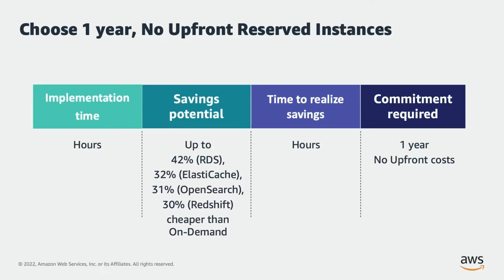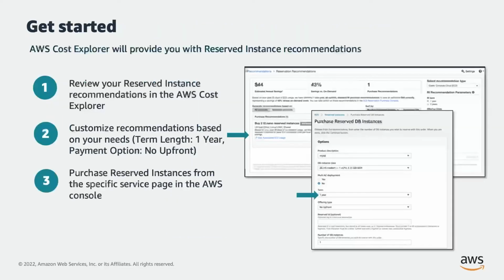So here's how to get started. Very similar to Compute Savings Plan. In your AWS Cost Explorer console, you can review your reserved instance recommendations and customize those recommendations based on your needs, such as term length and payment option. And lastly, you can purchase your preferred reserved instance from the service-specific page in the AWS console.